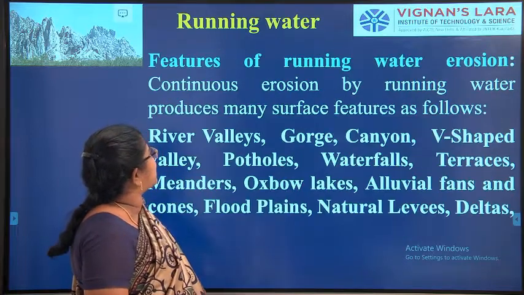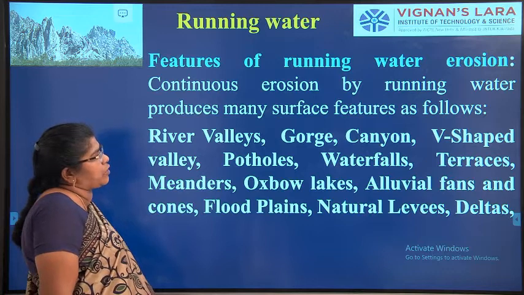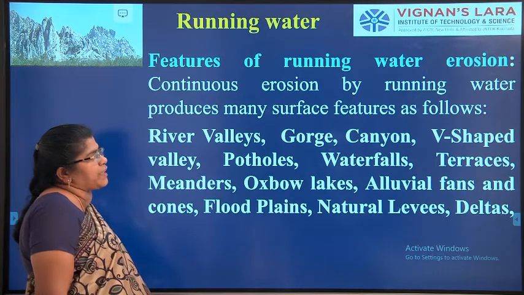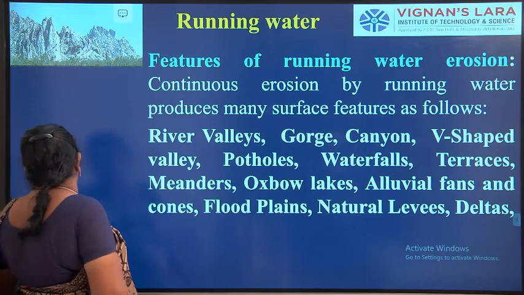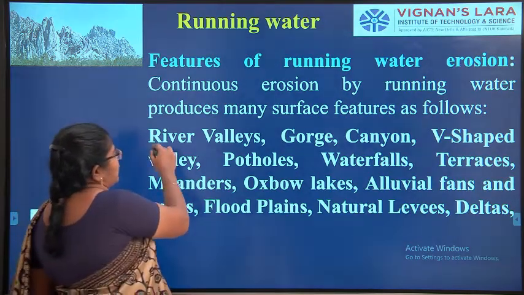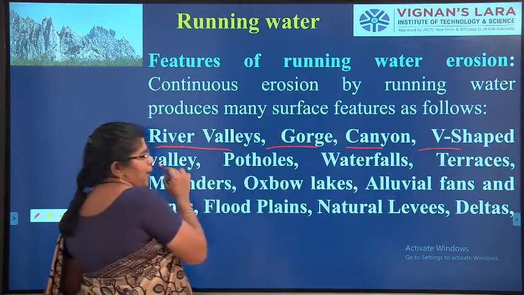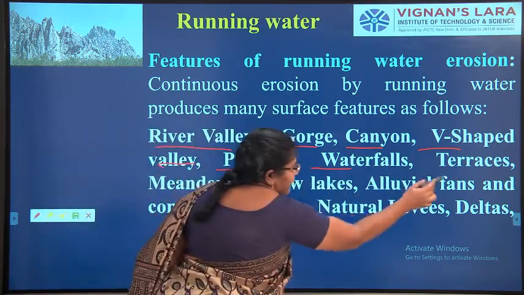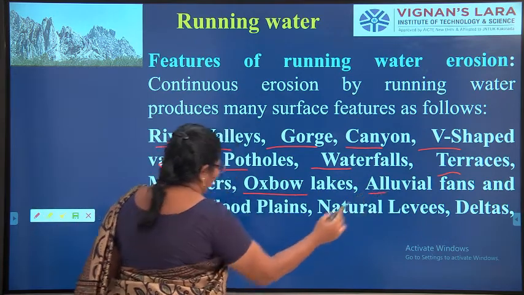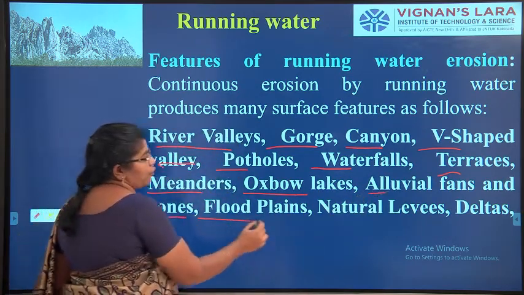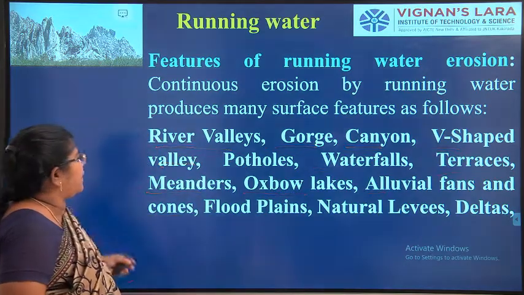The next we will see about the features of running water erosion. Continuous erosion by running water produces many surface features. What are the features? One is the river valleys, right? The next ones are the gorge, canyon, V-shaped valleys, potholes, waterfalls, terraces, meanders, oxbow lakes, alluvial fans, cones, floodplains, natural levees, deltas. We will see one by one in detail.